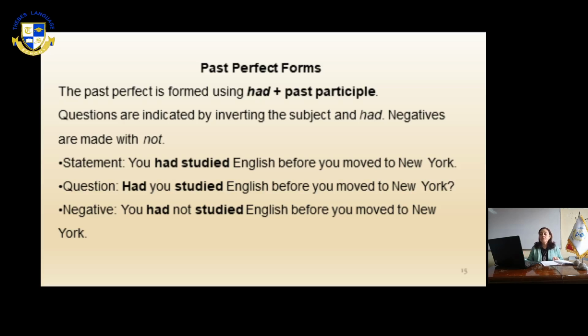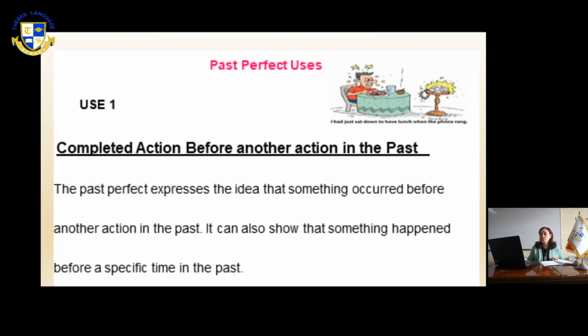Slide 16. Let's talk about the use or the usage of past perfect. The first one, for a completed action before another action in the past. The past perfect expresses the idea that something occurred before another action in the past. Two actions, first and second. The first one, which started and finished before the beginning of the second one, would be past perfect. It can also show that something happened before a specific time. Instead of having two actions, I could have one action started and finished before a specific time in the past.